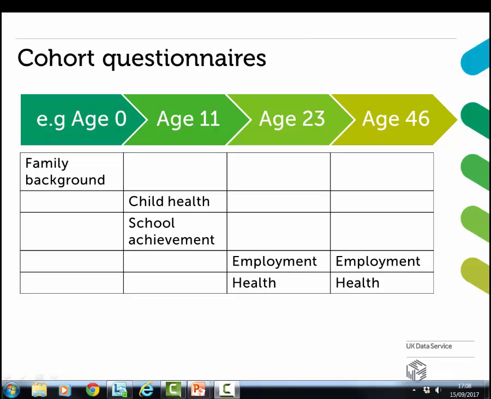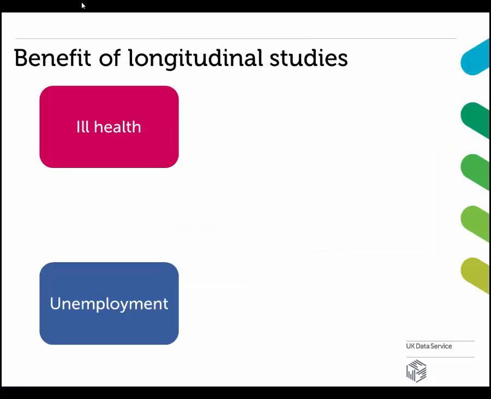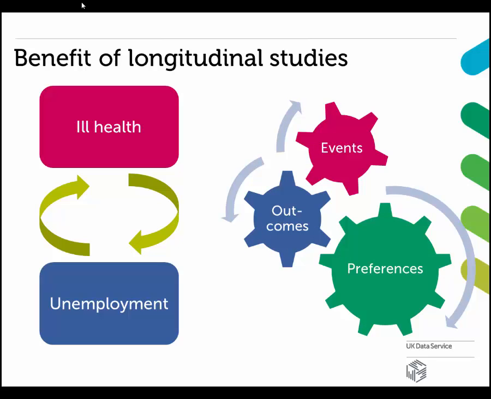Both types of longitudinal data allow us to understand the temporal order of events in a person's life, allowing us to understand whether, for example, ill health results in unemployment or vice versa. These data therefore allow us to understand the life course and the interrelationship between life events, behaviours, preferences, and later outcomes that affect people's life chances and well-being. The data enhance our ability to make causal inferences by controlling for unobserved heterogeneity.